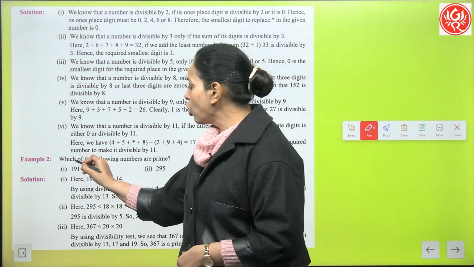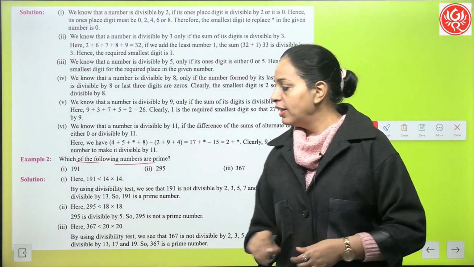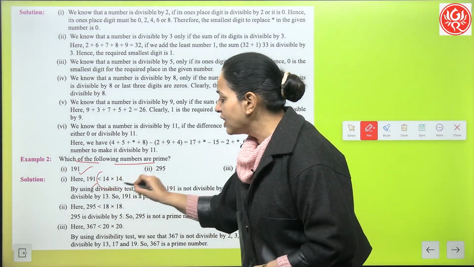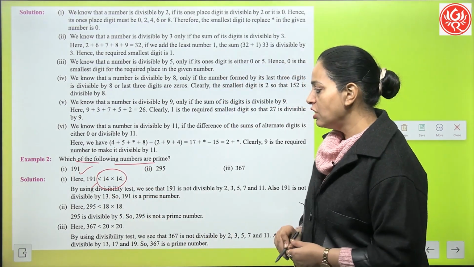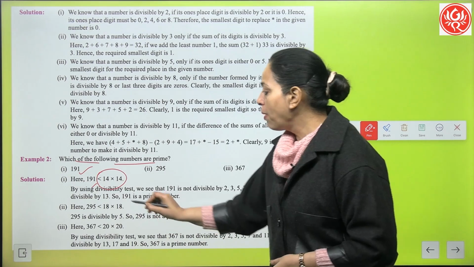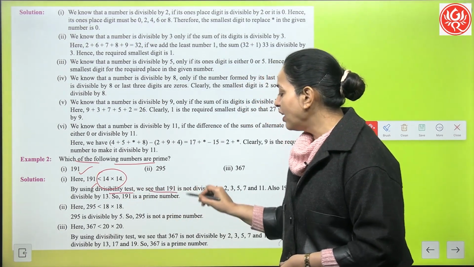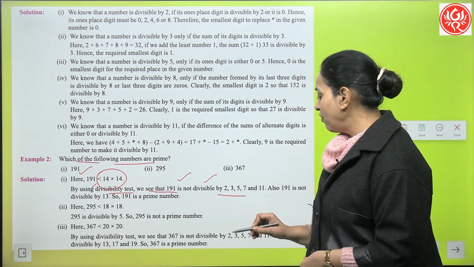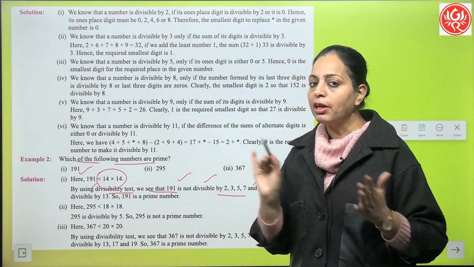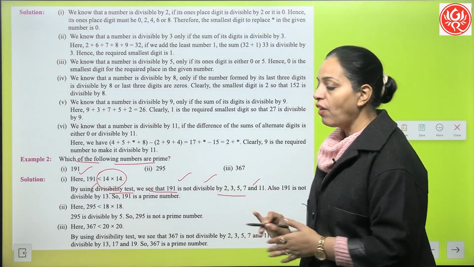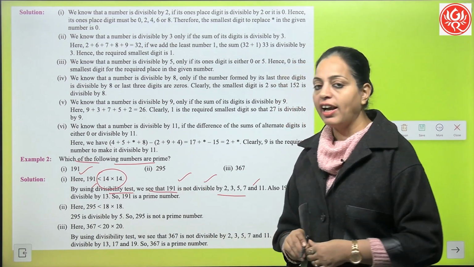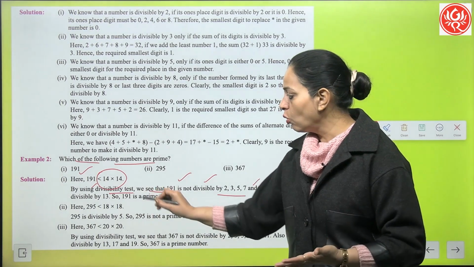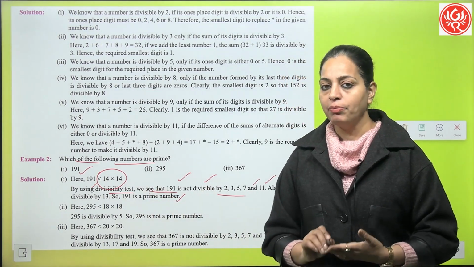Now example 2, which of the following numbers are prime? Like the first one, 191. 191 is less than 196 यानी 14 into 14. अब हम क्या करेंगे? By using divisibility test we see that 191 is not divisible by 2, 3, 5 and 7 and 11. 14 से जितने भी कम प्राइम नंबर्स हैं उनसे हम डिवाइड करके देखेंगे 191 को. And this is not divisible by 13 also. So this is a prime number.